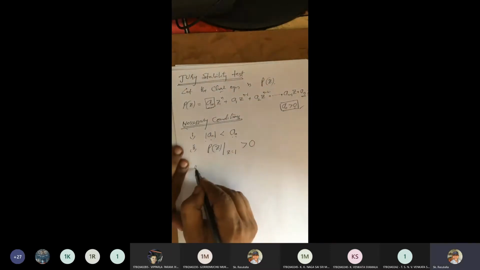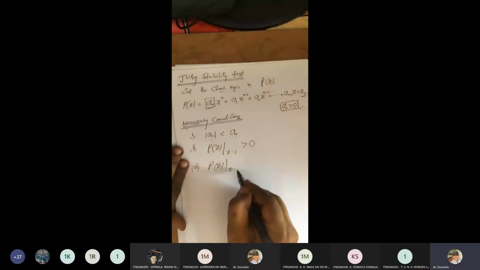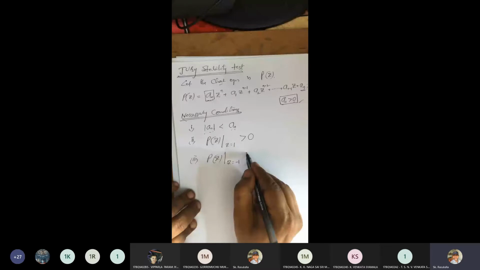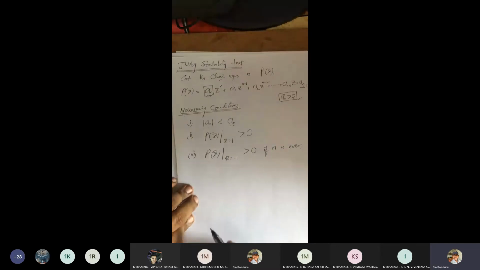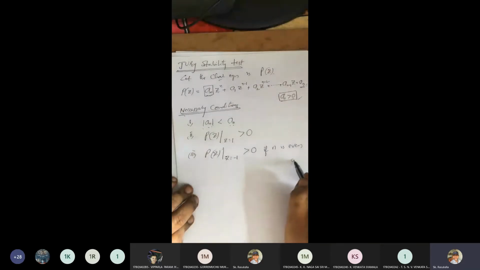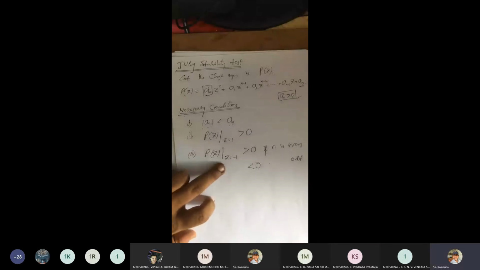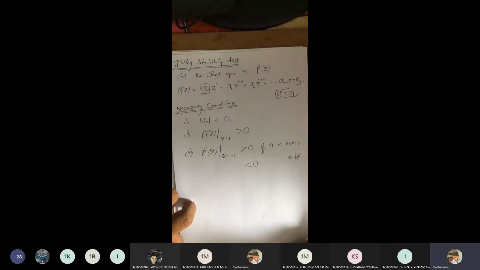Next, the third one, P of z when z is equal to minus 1 must be greater than 0 if n is even. If n is odd, it must be less than 0. When z is equal to minus 1, there are again two conditions. For even n, it must be greater than 0, and for odd n, it must be less than 0.